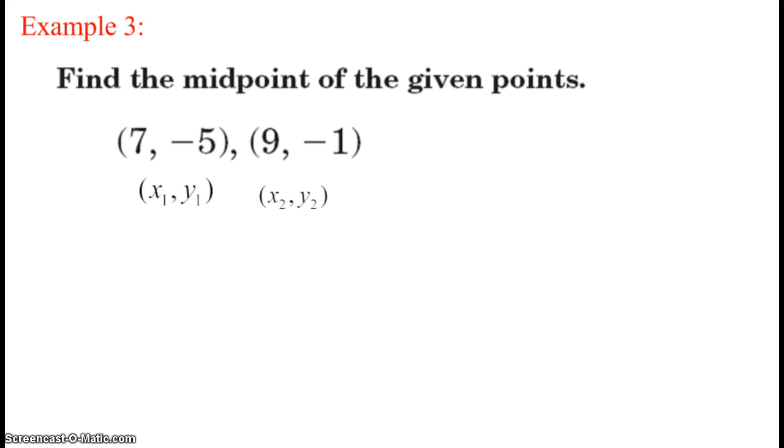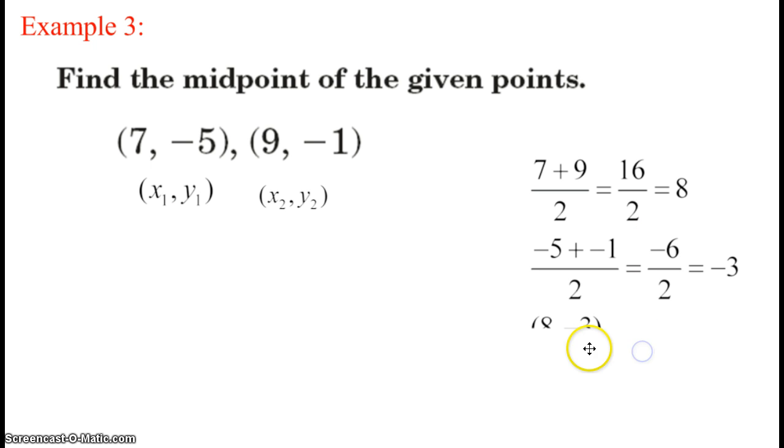So if you label your points x1, y1, x2, y2, then all you need to do is plug it into the formula. So we have for our x's, 7 plus 9, 16. 16 divided by 2 is 8. For our y's, -5 plus -1, watch your negatives, -6 divided by 2 is -3. And then please remember your final answer has to be an ordered pair. So final answer 8, -3.